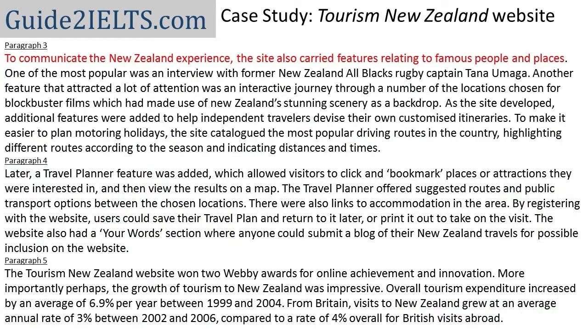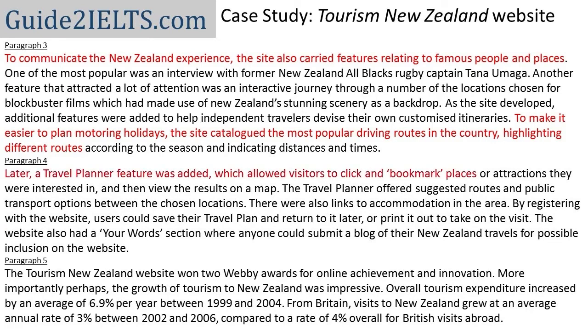The third paragraph now. To communicate the New Zealand experience, the site also carried features relating to famous people and places. The ending of this paragraph. The site catalogued the most famous driving routes in the country, highlighting different routes. Again, I'm not going to read the rest of the sentence, got the basic idea.